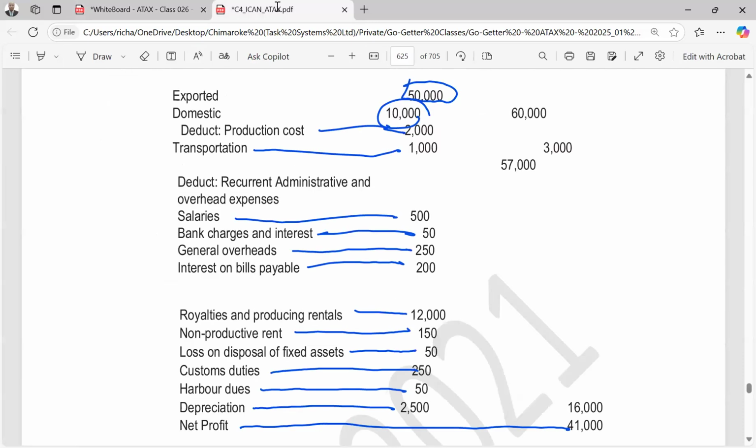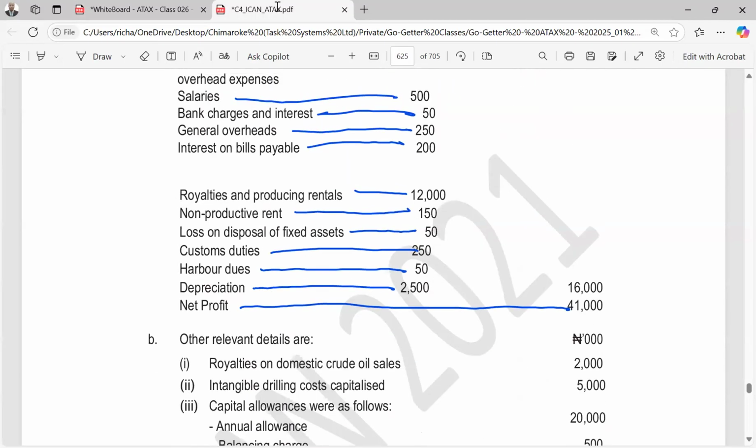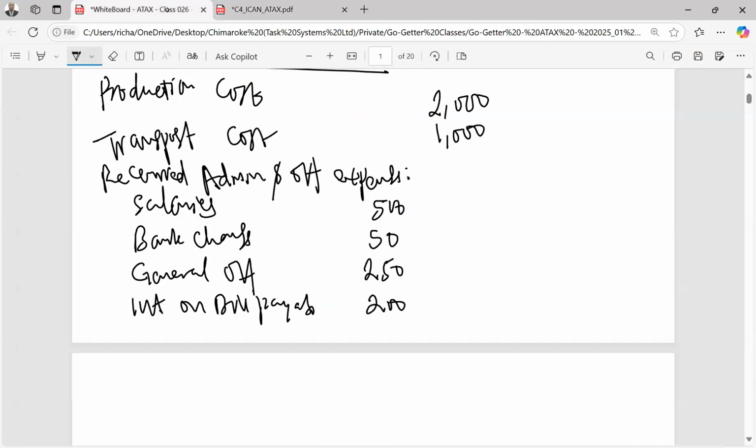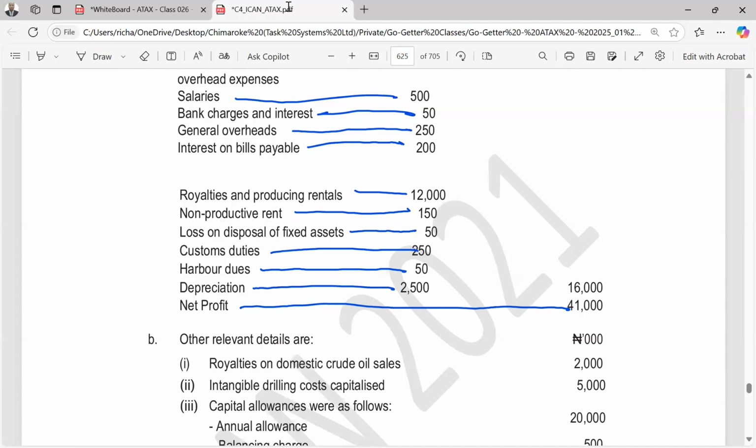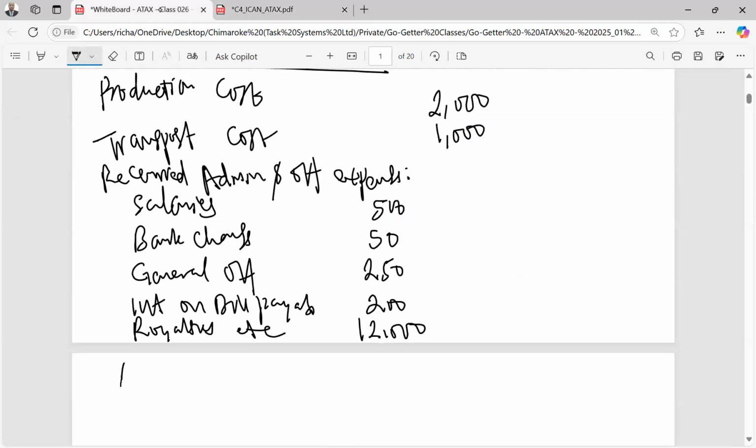200. The next one is royalties and producing rentals 12,000. Royalties etc 12,000. Non-productive rent 150. Non-productive rent 150.